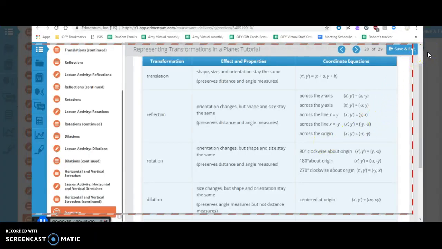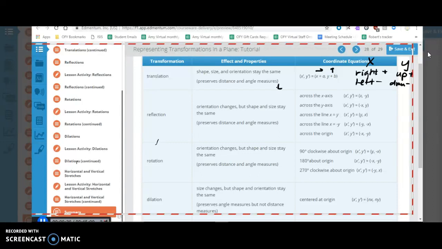Okay, so a translation. What this notation over here is saying is that a point (x, y), when it undergoes a translation of a to the right and b up, this is what it looks like. So for x, if you go to the right, you're going to be adding however much you went to the right. If you go to the left, we're going to be subtracting that number from the x value. Now for the y, if you go up, you're going to be adding. If you go down, you're going to be subtracting.